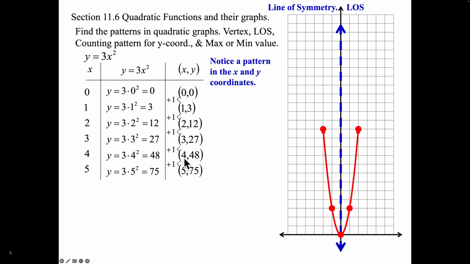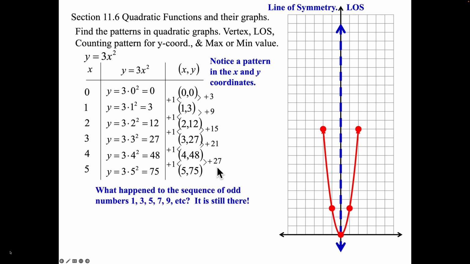So again, there's my 1's. Now the pattern in my y's: 3, 9, wait a minute, 15, 21. What on earth? Hold the phone. 27. What happened to my 1, 3, 5, 7, 9 pattern? It's still there. Break these numbers down. This is 1 times 3, 3 times 3, 3 times 5, 3 times 7, 3 times 9. See, your 1, 3, 5, 7, 9, they're still there. They've just all been multiplied by 3 because this 3 is being multiplied to your x squared.